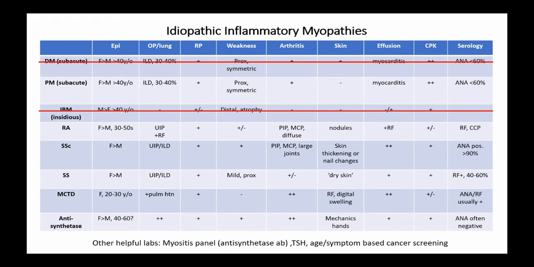RA, rheumatoid arthritis. If you're going to have lung involvement with RA, your rheumatoid factor is going to be strongly positive typically. And the RF in our patient was negative. Also rare to have elevated CPK in RA. So I think RA can move down a little bit.